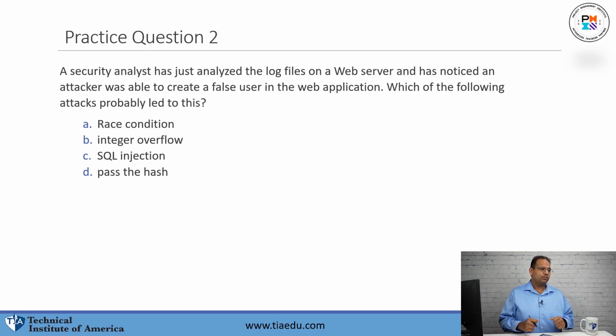Question number 2. A security analyst has just analyzed the log files on a web server and has noticed an attacker was able to create a false user in the web application. Which of the following attacks probably led to this? A, race condition. B, integer overflow. C, SQL injection. And D, pass the hash. All right, were you guys able to get this one?